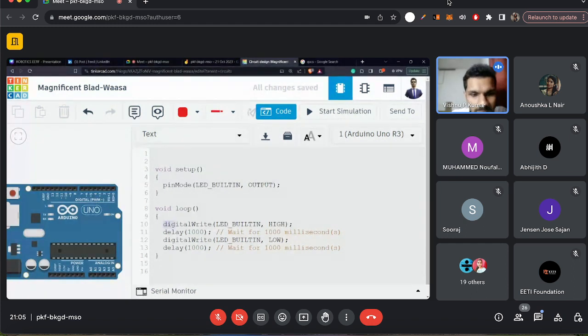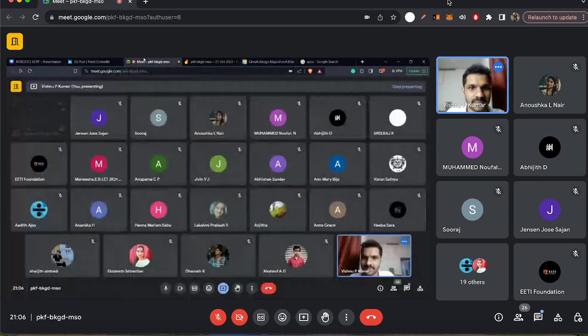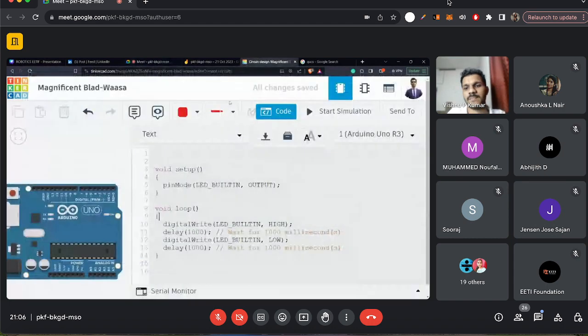In the loop we have something called digitalWrite, just like writing. To a pin we are writing a value. To the LED_BUILTIN pin we are giving a high voltage. Then we wait for 1000 milliseconds. How many seconds is 1000 milliseconds? 1 second, yeah. So we wait for 1 second, then we turn off the LED, and again we wait for 1 second.